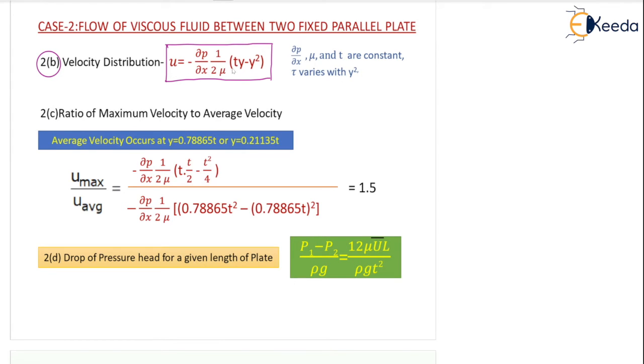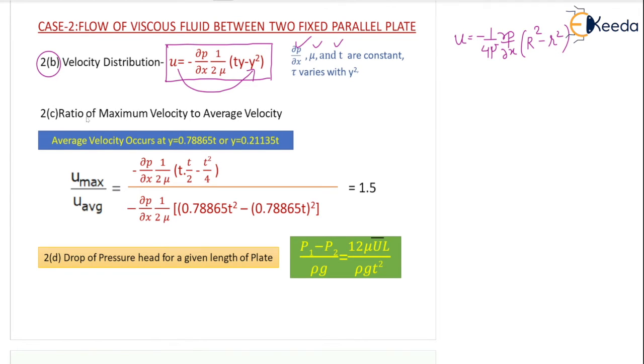Correct? As we have seen the general formula for finding velocity in case of circular pipe. What was the formula? Minus of 1 by 4 mu dou p by dou x into capital R square minus small r square. So here slight changes there, you can see u equal to minus of dou p by dou x 1 by 2 mu ty minus of y square. Here also dou p by dou x, mu and t are constant. So what is remaining? U directly varies with the y square. That is why your velocity distribution is parabolic.